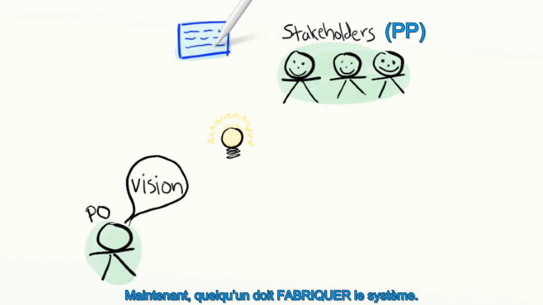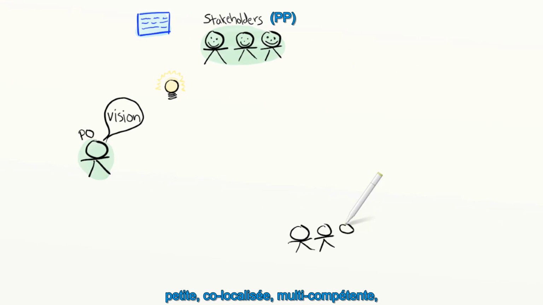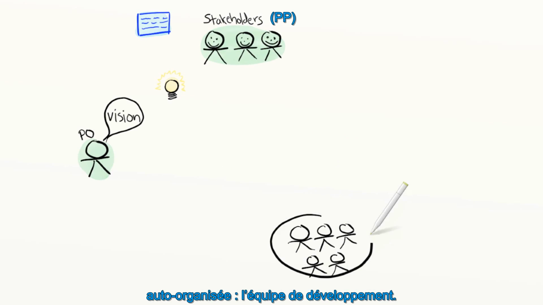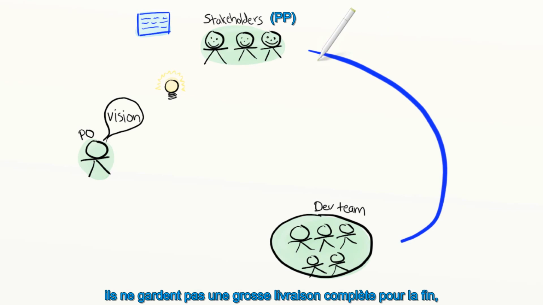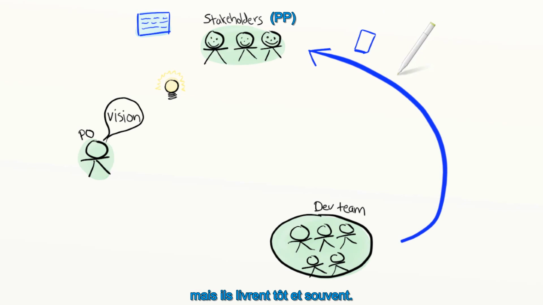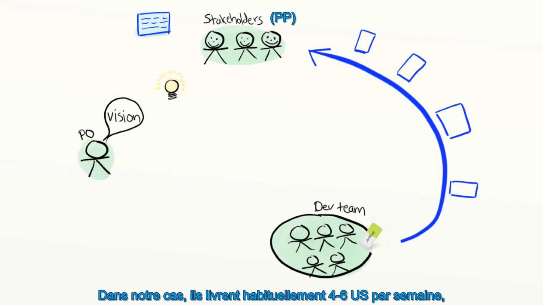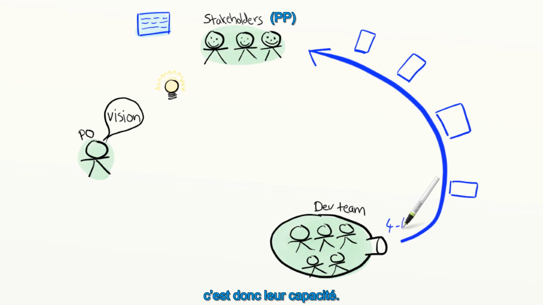Now, somebody has to actually build the system. So here they are, a small, co-located, cross-functional, self-organizing development team. Since this is an Agile team, they don't save up for a big bang release at the end. Instead, they release early and often. In this case, they usually release about 4 to 6 stories per week, so that is their capacity.